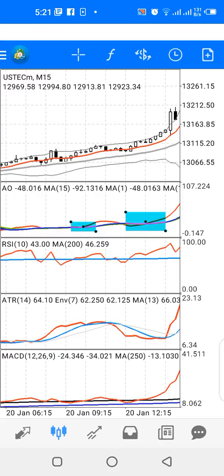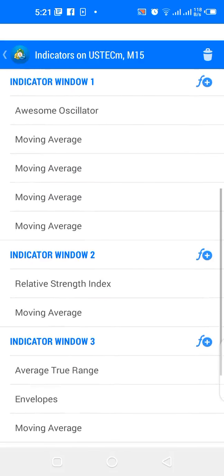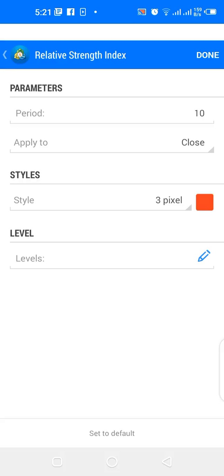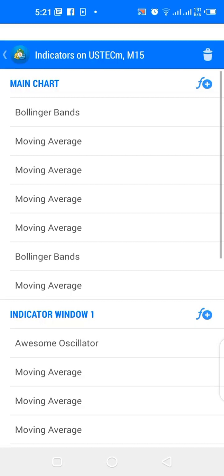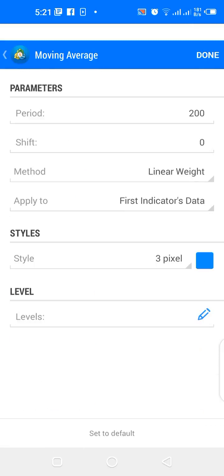Let's look at indicator window 2. Let's look at the settings. We have relative strength index and moving average. Let's look at the settings for the relative strength index. Okay, the period is 10, apply to close, and the color is red. Okay, the moving average, the period is 200, shift is 0, method is linear weight, apply to first indicator's data, and the color is blue.